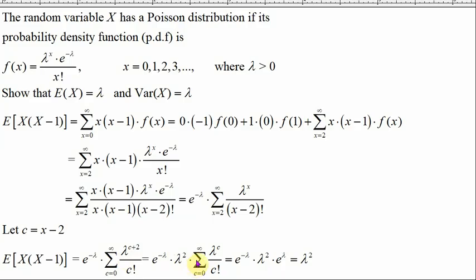And just like a few moments ago, this quantity right here, this infinite sum, is e to the lambda from the Taylor series expansion. And so we end up with e to the negative lambda times lambda squared times e to the lambda. And then of course e to the negative lambda times e to the lambda is 1. So we end up with lambda squared.